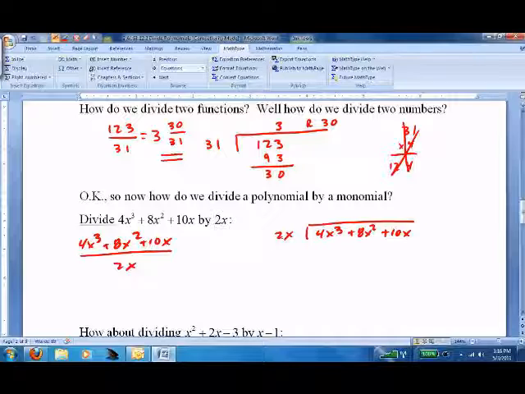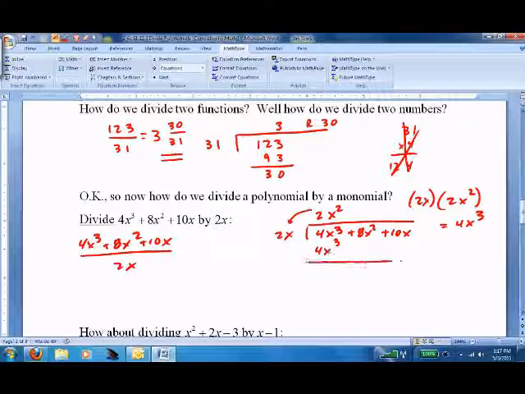Well, what times 2 is 4? 2. What times x is x to the third? x squared. Let's check that out. 2x squared times 2x equals 4x to the third. Looks good to me. So multiply them together, and I always draw a little arrow here. We get 4x to the third. And something we don't realize, we actually always subtract that. So it would be like putting a little subtraction up there. We're left with 8x squared plus 10x.